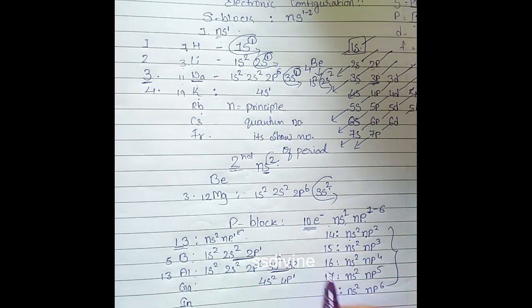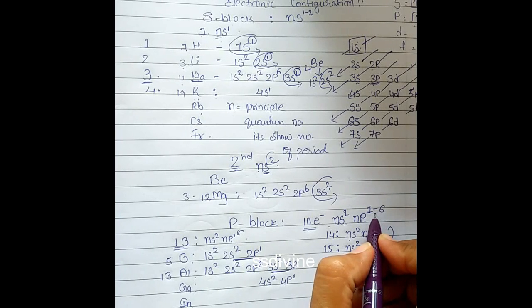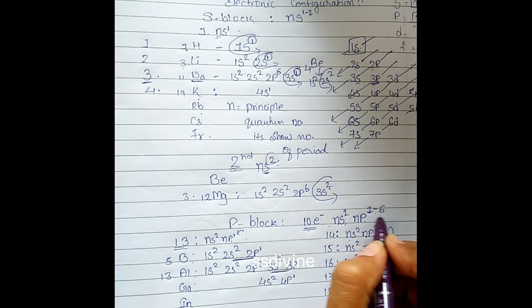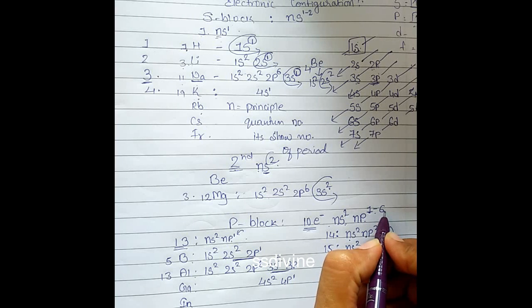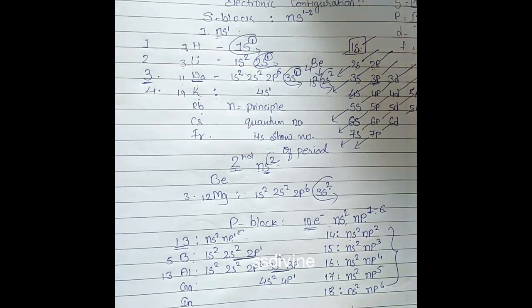So the p block has ns2 completely filled, then the p orbital has 1 to 6 electrons. On moving from group 13 to 18, 1 electron will be added and it will show 1 to 6. Clear? Is it okay? Now the d block elements.